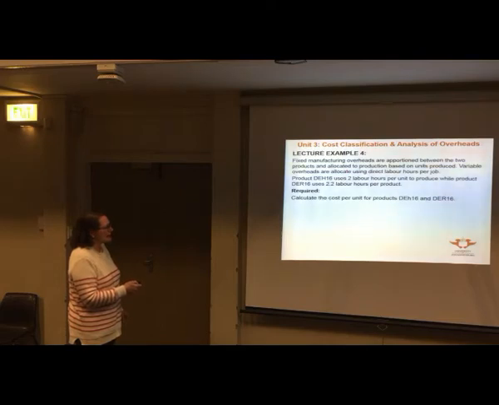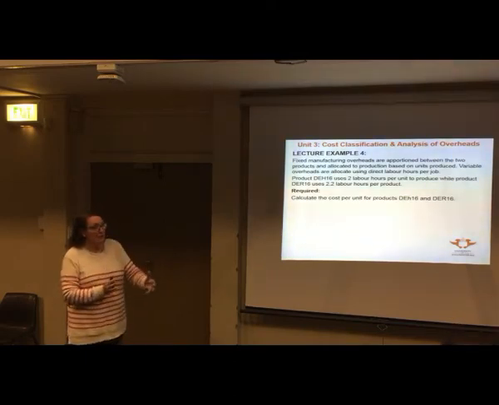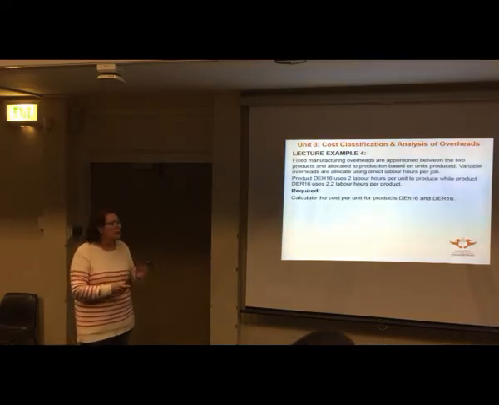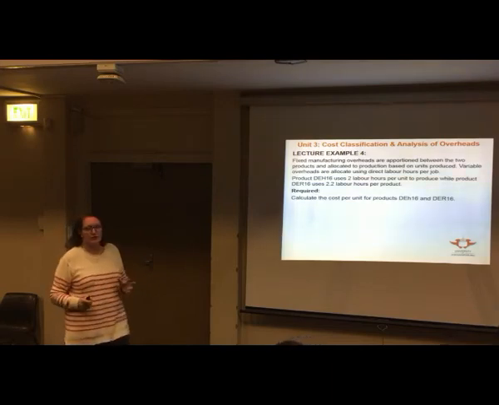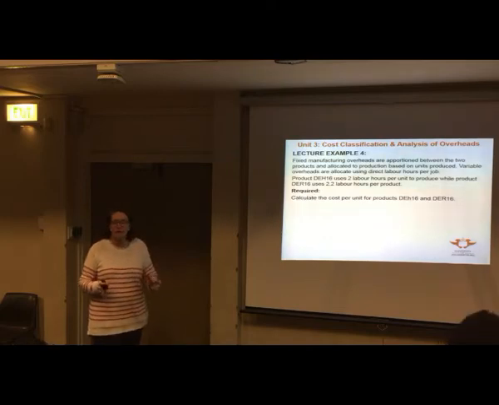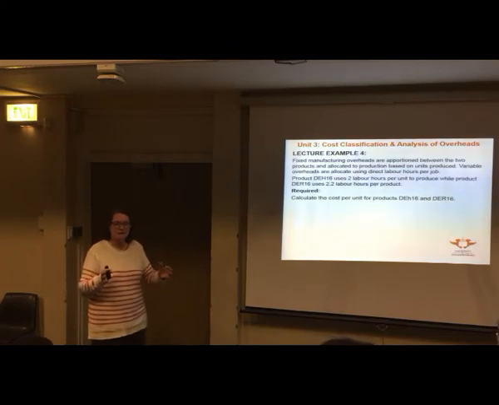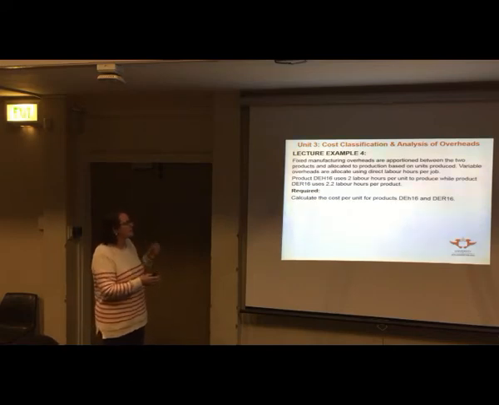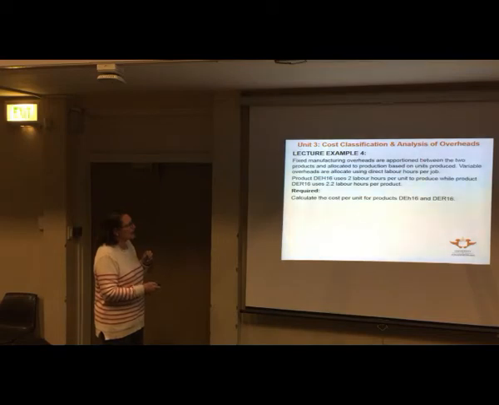Product DEH, remember we produce 2,000 of those, uses 2 labor hours per unit, while product DER, we produce 1,000 of those, uses 2.2 labor hours per unit. So the important thing to know here is, what are the cost drivers? The cost driver for fixed manufacturing overheads is units of production. So your total production is 3,000 units, so that should be quite straightforward. 3,000 units in total, 2,000 to DEH and 1,000 to DER. But then you've got your variable overheads, which are allocated using direct labor hours.